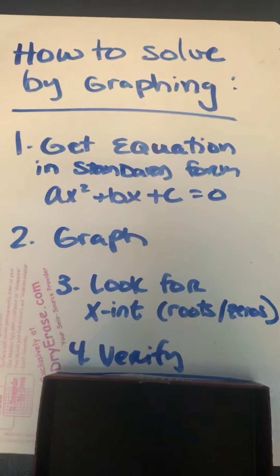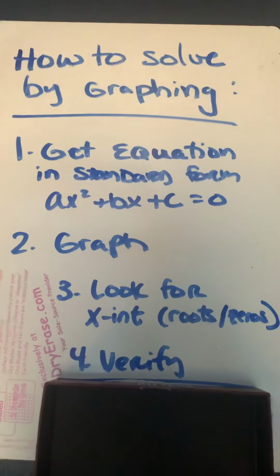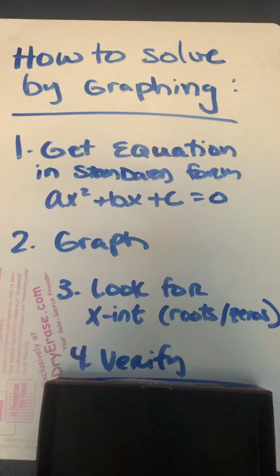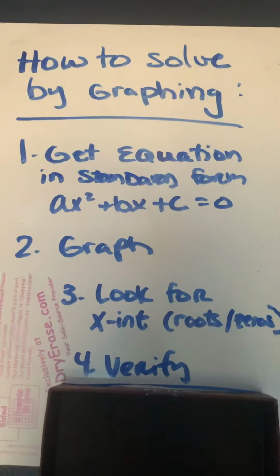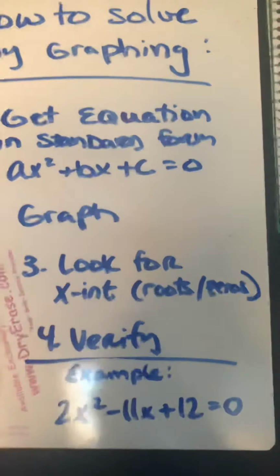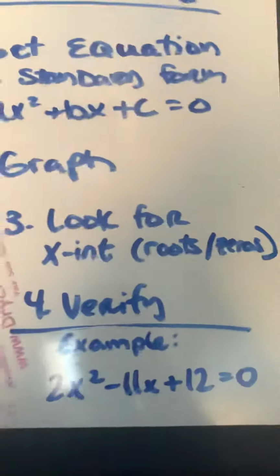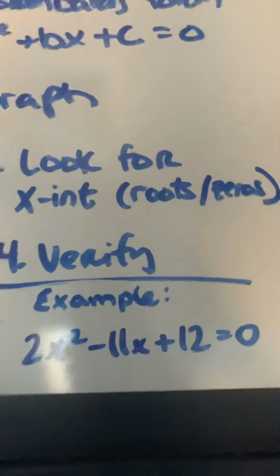Finally, we verify, and we take those solutions and plug them back into the original equation to make sure they make true statements. Remember, when solving a quadratic, you could have two solutions, one solution, or no solutions. Let's take a look at an example. An example that you might have is one like this: 2x squared minus 11x plus 12 equals 0.